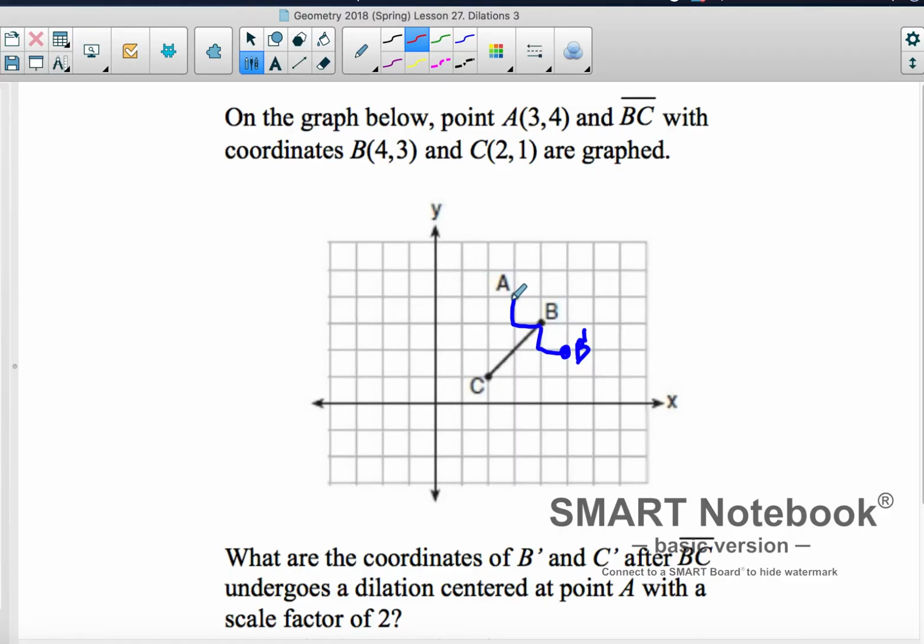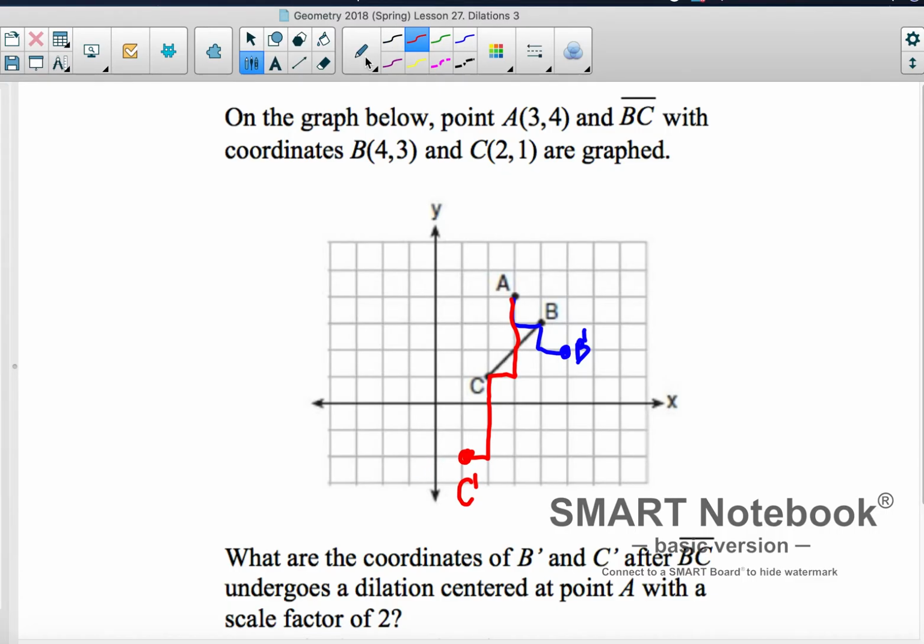To get to C, we went down 1, 2, 3, and over 1. And that was one slope. And now we got to go down 1, 2, 3 again and over 1. And that's 2 slopes for us. So that's a count of 2 slopes. And that would be C prime there.